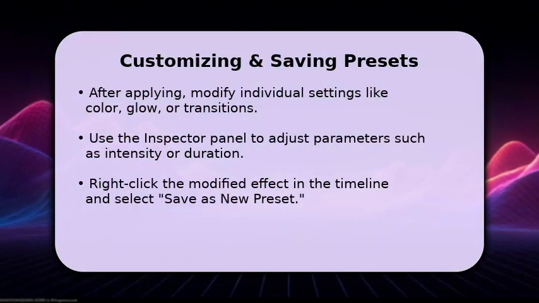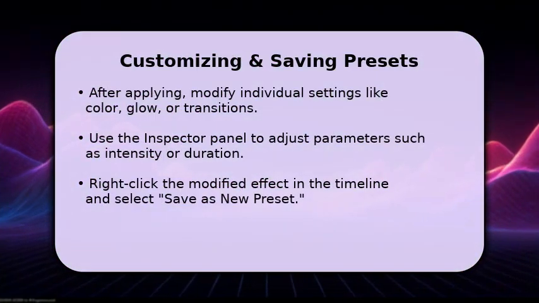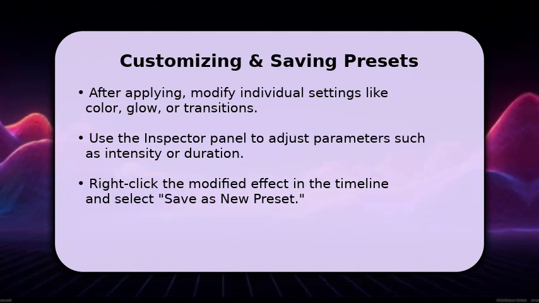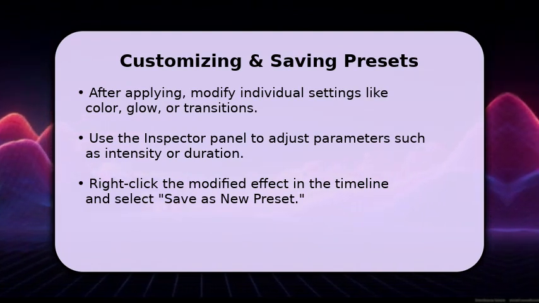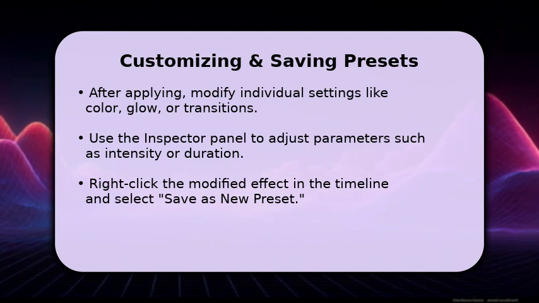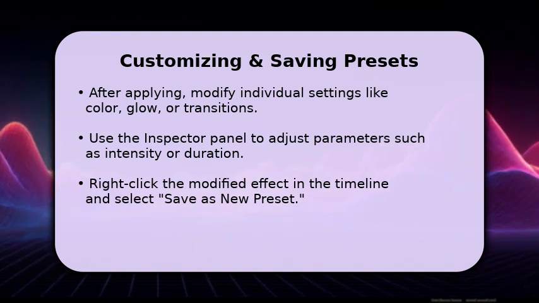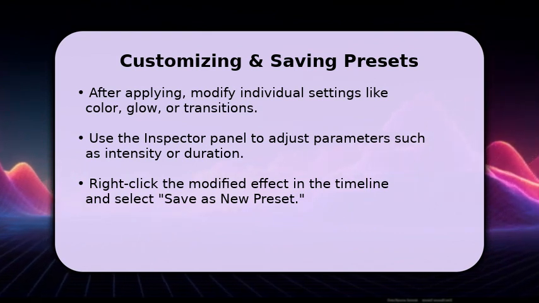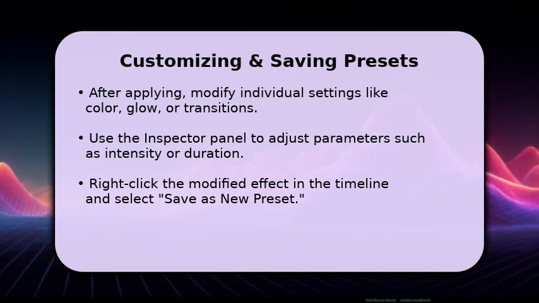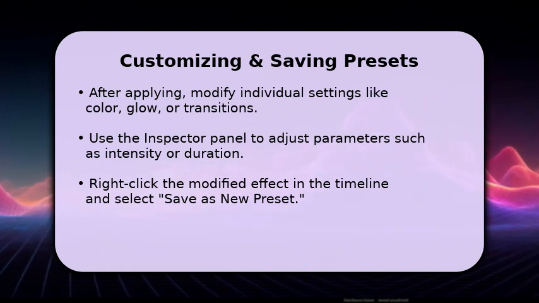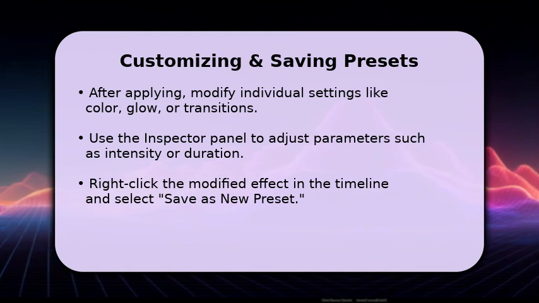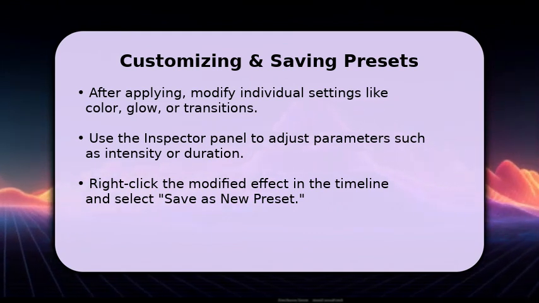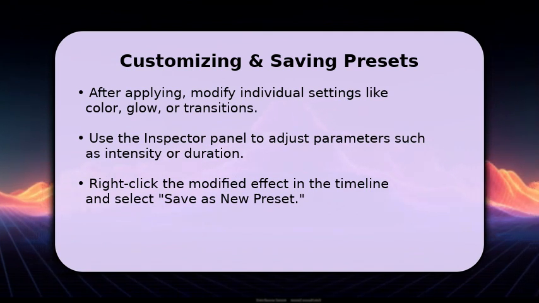The beauty of presets is their flexibility. After applying one, you're not stuck with the default settings. Dive into the Inspector panel to modify individual elements like color grading, glow effects, or even transition timings. Adjust parameters such as intensity by 10% or duration by 2 seconds to perfectly match your vision. Once you've created a look you love, right-click the modified effect on your timeline and select Save as New Preset. Give it a clear, descriptive name for easy access later.